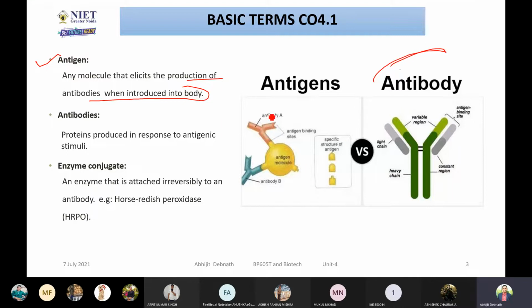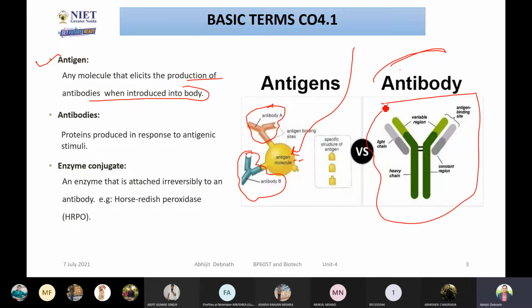This is the picture. You can see this red thing is actually antibody, this blue thing is actually antibody, and this is the antigen molecule. So when it is a foreign substance, when antigen enters your body, automatically your body produces antibody. And antibody, you should always remember, will be like this. Some other structures or forms are also available, but one will be the light chain and one will be the heavy chain.